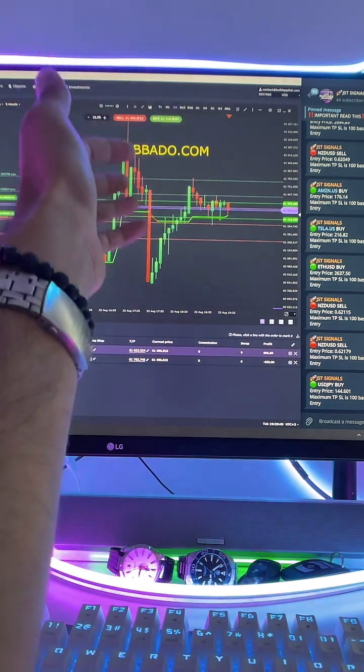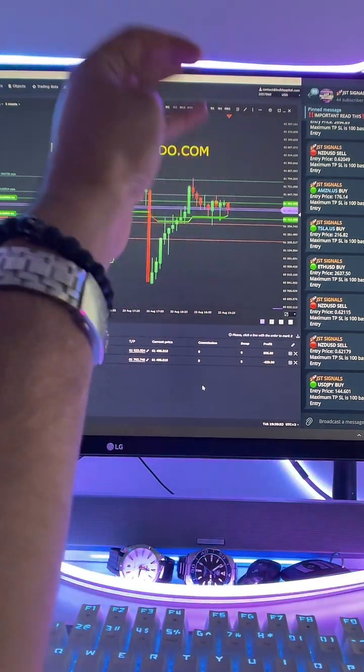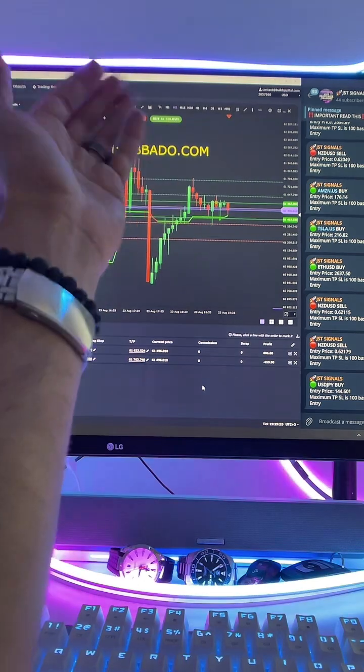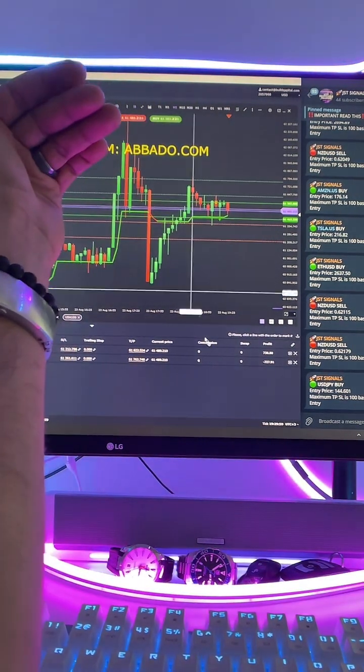J3 saying, how much do you have to trade with to make $2,000 per day? So the way that I do it is, remember, it's the 1% rule: we risk less than 1% of our balance.